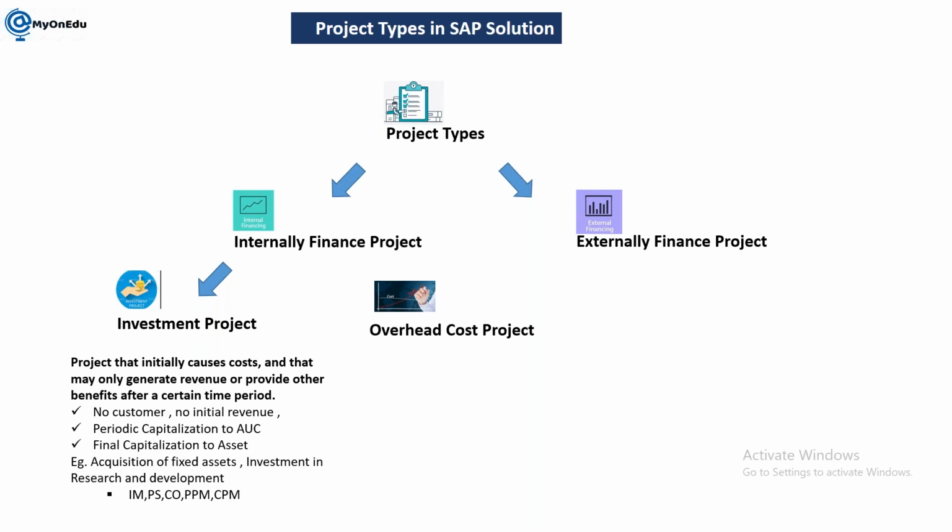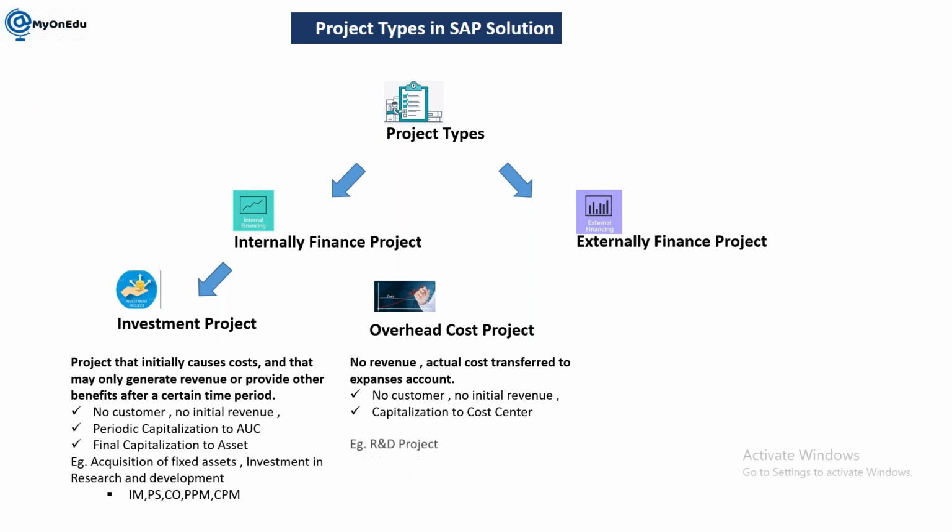In some other example, let's say you are a company and you are putting some amount into R&D, let's say pharma companies. But if your complete project has failed, your R&D has failed, and it is not giving you any return, in that case this will become an expense. So in this kind of project, we don't have any revenue, and actual cost is transferred always to the expenses account. Like no customer here, no initial revenue, capitalization to cost center, R&D project, for example. And these are some of the modules where you can map this process: PS, CO, PPM, and CPM.